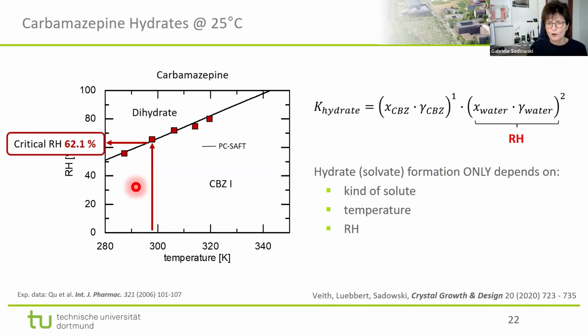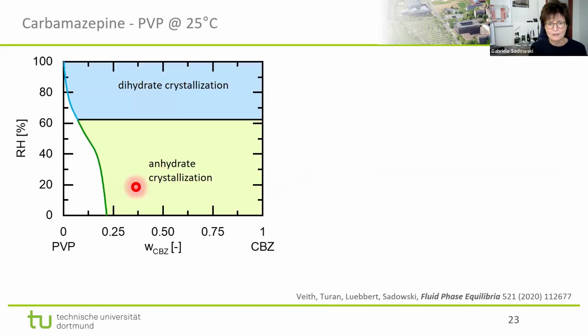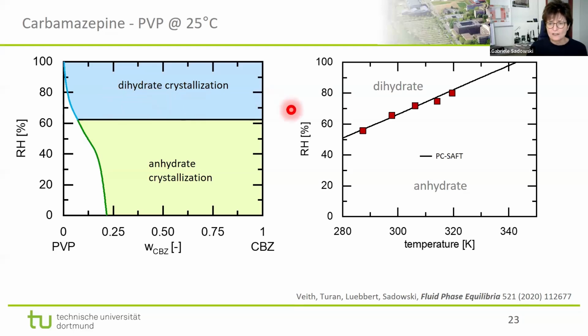And this does not depend on the components that you also additionally have in the liquid. So for example, if we have carbamazepine dissolved in a polymer, we still have the anhydrate crystallization at low RH and the dihydrate crystallization at high RH. And the RH is just determined by this diagram, which did not know anything about the polymer as a solvent at all. So we are at 25 degrees centigrade, as I already said, at about 62 RH. And that means this RH, determined by just knowing what the carbamazepine does, also determines in a mixture with PVP where we do have the transition between anhydrate and dihydrate crystallization.